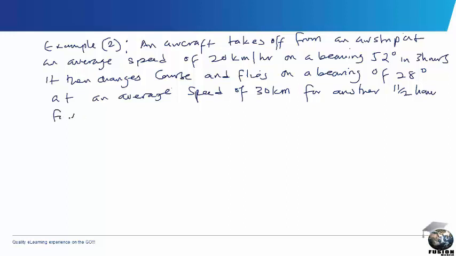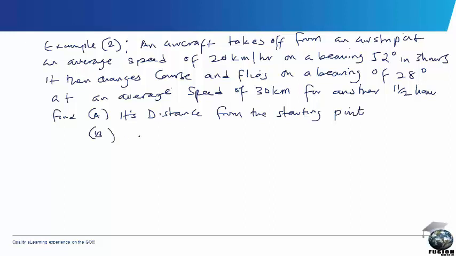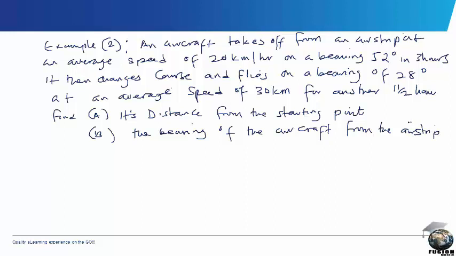Alright, you are told to find the following. A, find its distance from the starting point. And B, you are told to find the bearing of the aircraft from the airstrip. So how do we do this?